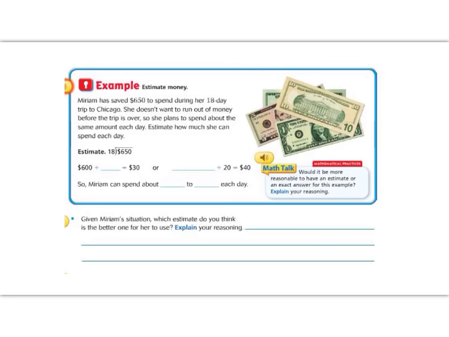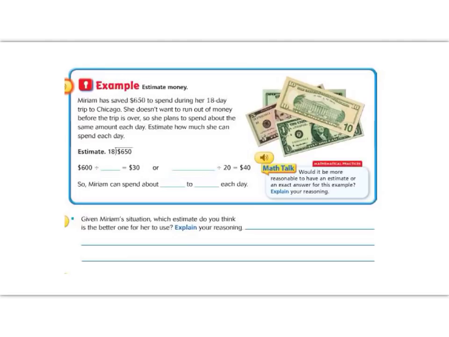Let's practice estimating division one more time. Miriam has $650 to spend during her 18-day trip to Chicago. She doesn't want to run out of money before the end of the trip, so she plans to spend about the same amount each day. Estimate how much she can spend each day. So we're going to estimate 650 divided by 18.